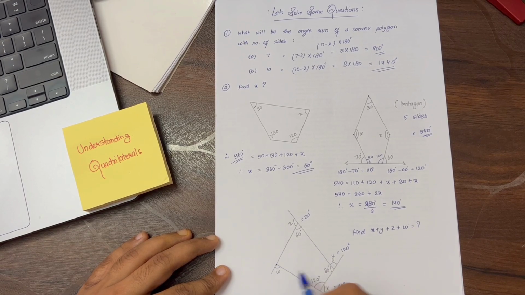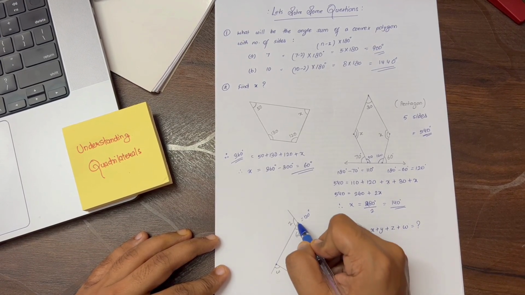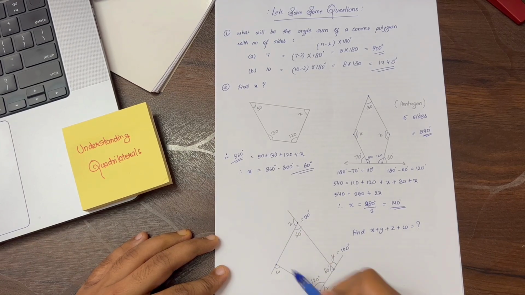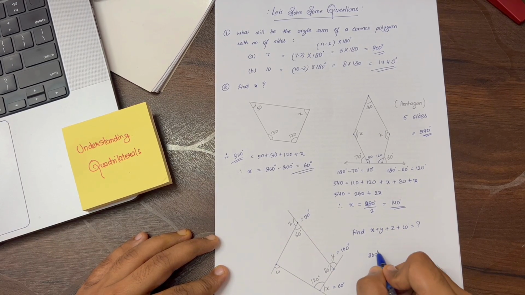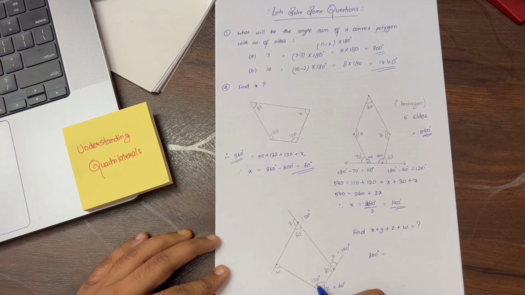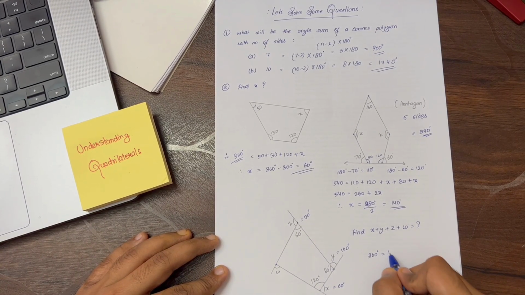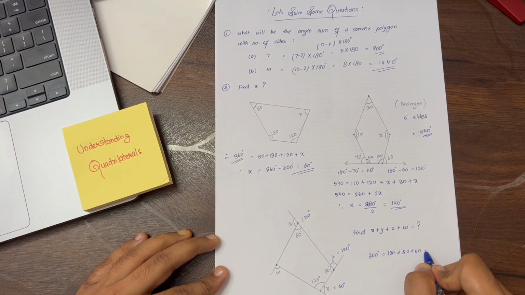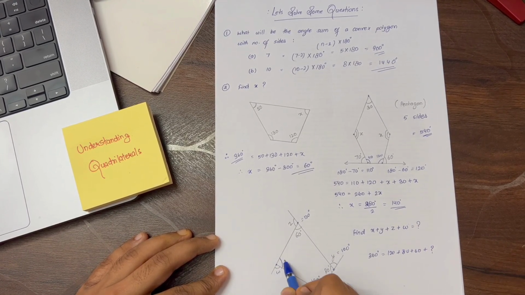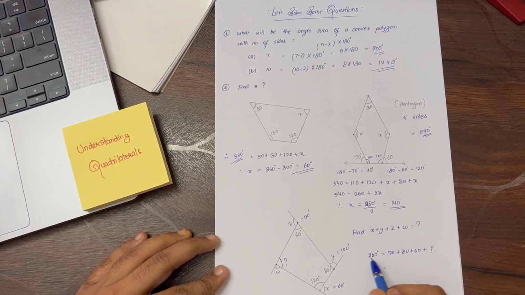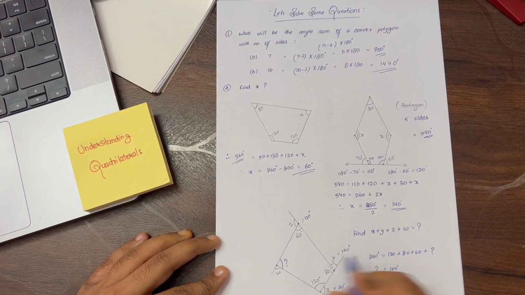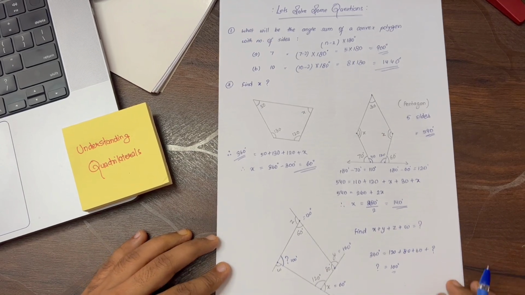So by looking at it, we know that this has 4 vertices, which is a polygon, and the sum of all the interior angles in a quadrilateral is 360 degrees. So we have 360 degrees equals 120 plus 80 plus 60 plus the unknown angle. 120 plus 80 is 200, plus 60 is 260. So we get 100 degrees as the unknown angle.